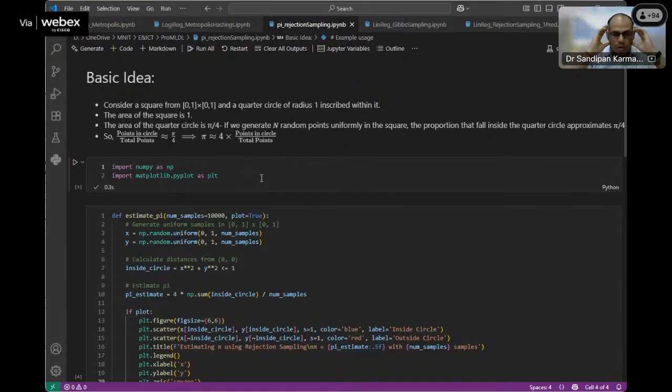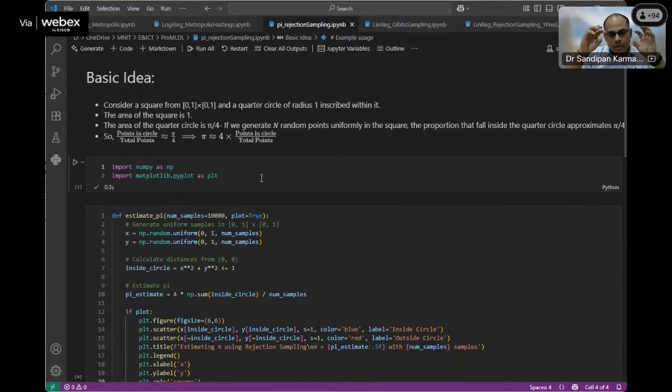Okay. Now what you have to find out is pi. Here, the area of the circle is pi by 4. That is the circular area, pi by 4, because pi into 1 square is the whole circle's area, right? And this quarter circle has an area of pi by 4.